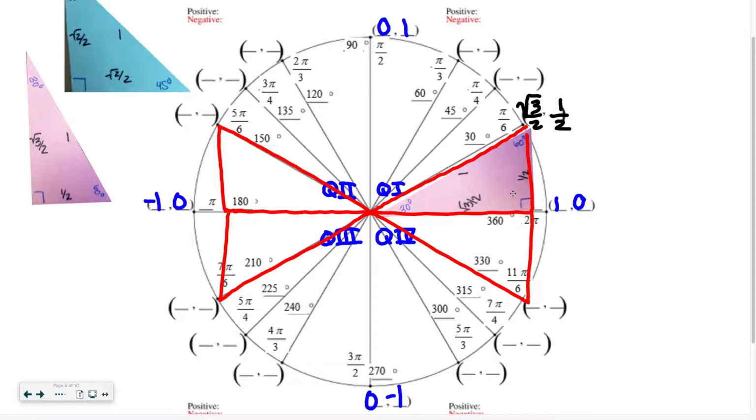Okay, so here was my pink triangle, and now I'm going to reflect it. What would be the coordinates in quadrant 2 for 5 pi over 6? Negative square root 3 over 2, positive 1/2. Do another reflection. Reflect it over the horizontal axis. Now we're at negative square root 3 over 2, negative 1/2.